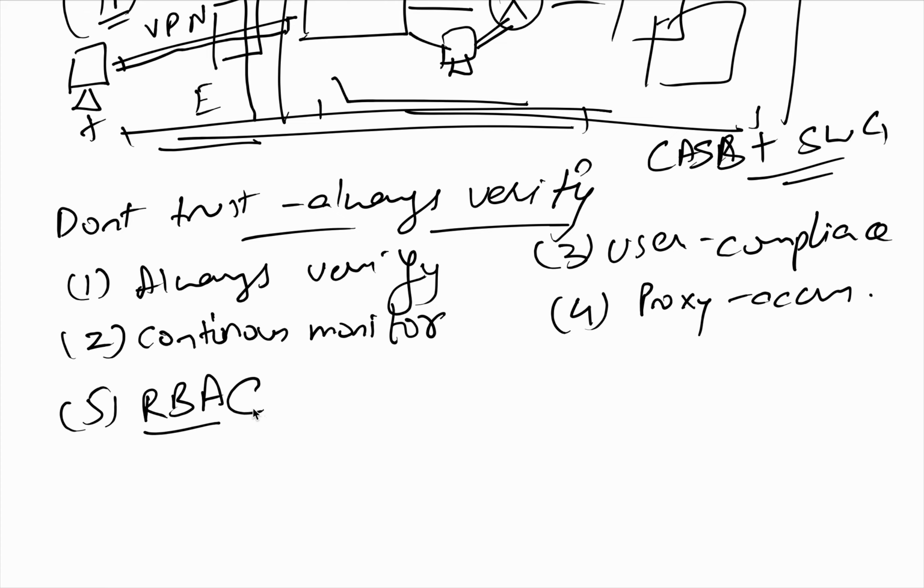Role-based access control. So you're controlled using your role. You get a particular role, and only the people who are in that role get access to a particular server or a particular application. Then you have segmenting.